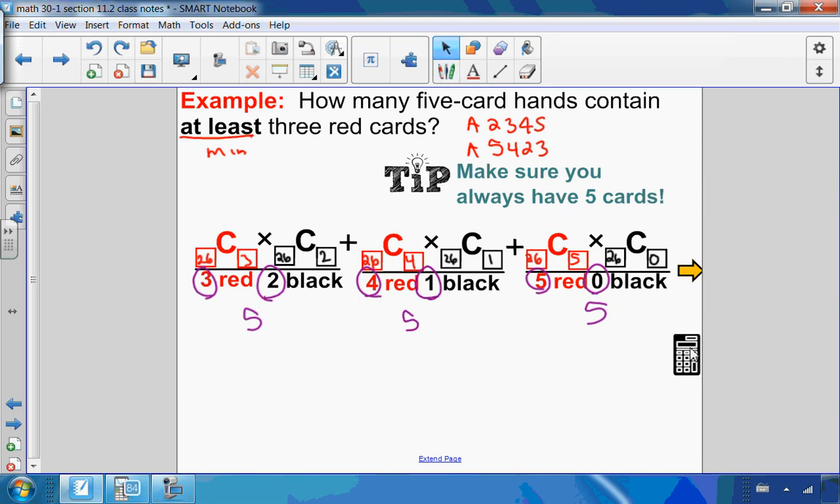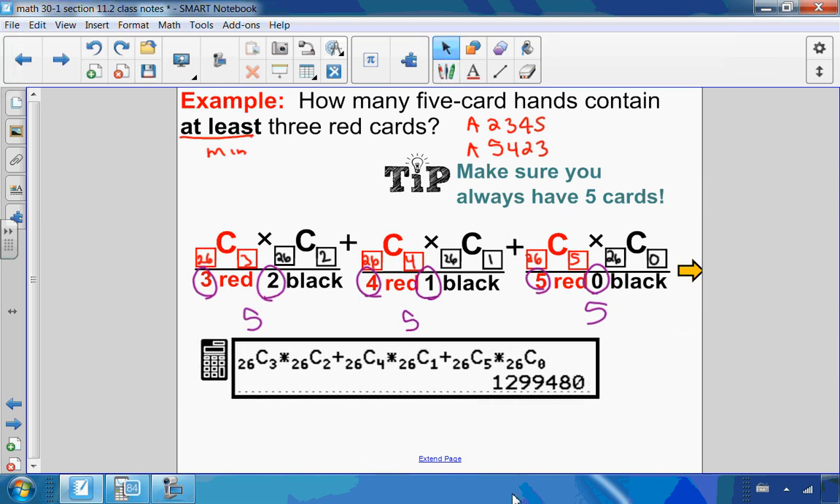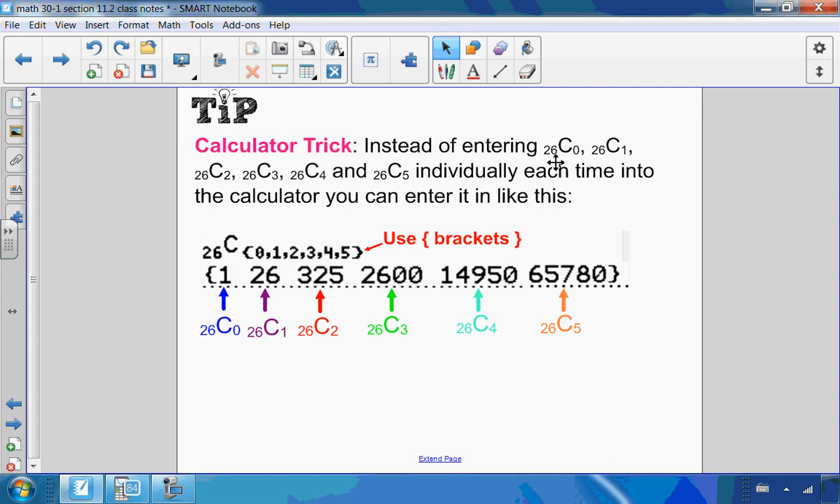Okay, so I can put all of that into my calculator, quite a bit to enter, and I get that there are 1,299,480 5-card hands having at least 3 red cards. Now, that's a lot to enter into your calculator. So I have a little tip, because notice these are all 26: they're like 26C3, 26C2, 26C4, 26C1, 26C5, 26C0. So instead of entering 26C0, 1, 2, 3, 4, and 5 individually, there's a little trick that you can do in your calculator.